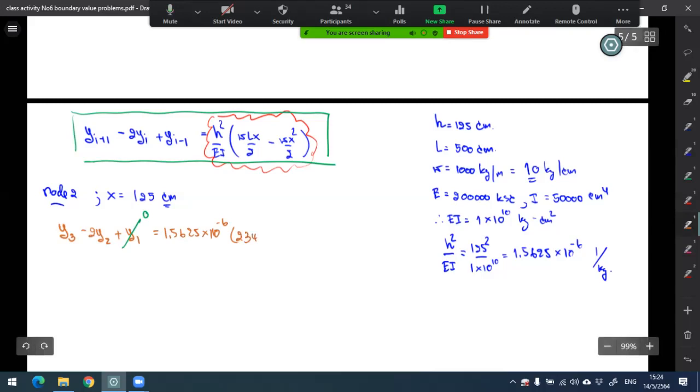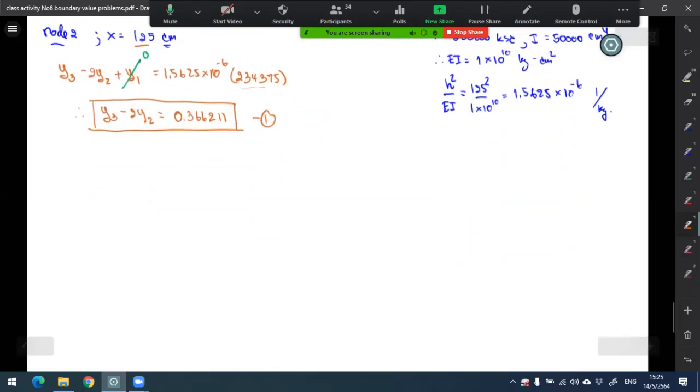Is equal to 234,375. Okay, you may check. Check this term. Substitute W L X into this by using X equal to 125. Okay, after that, we got the equation y3 minus 2y2 equal to 0.5. This is equation 1, right?